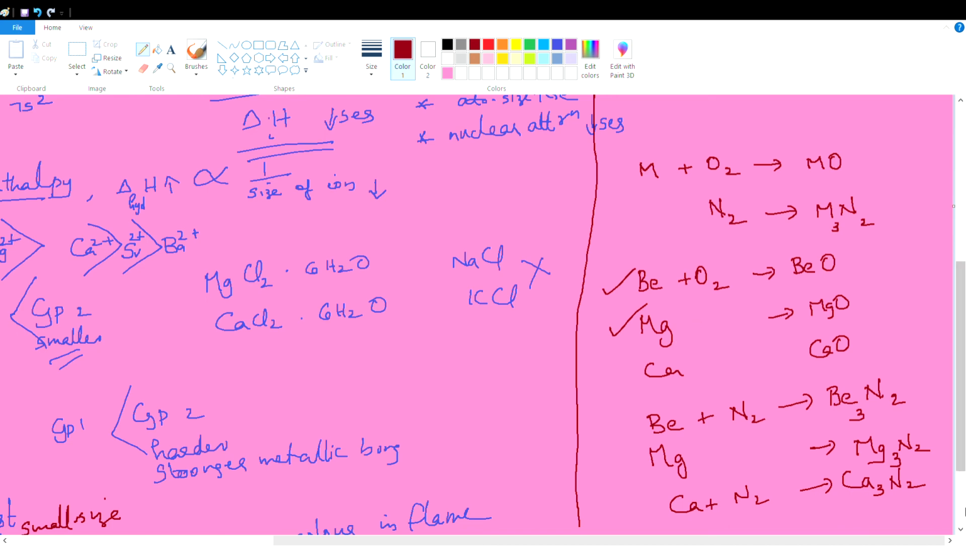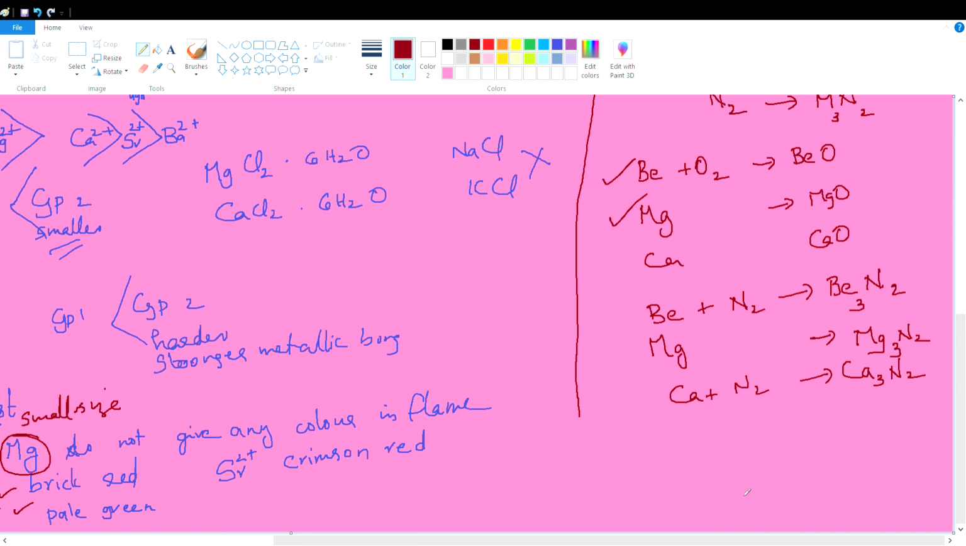Alkaline earth metals react with water and form the corresponding hydroxide. For example, beryllium in water gives beryllium hydroxide. Magnesium in water gives magnesium hydroxide. Calcium gives calcium hydroxide. Barium gives barium hydroxide. Strontium gives strontium hydroxide. But here also beryllium and magnesium are kinetically inert to reaction with water because of the formation of an oxide film on their surface.